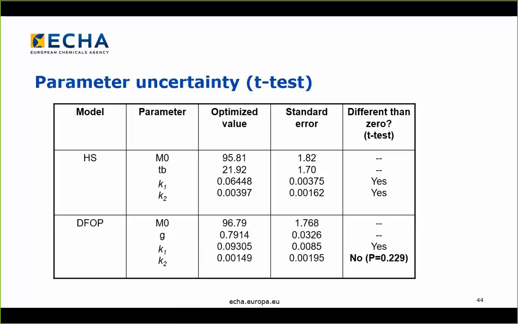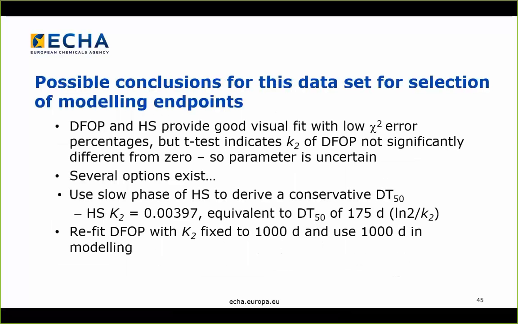Again, we have to do the t-test. We know that the DFOP K2 fails because we did that in the trigger decision a few slides ago. But here, the hockey stick K1 and K2 both pass the t-test, so they're both shown to be statistically different from 0. So what are some possible conclusions from this data set when we're selecting modelling endpoints? Well, DFOP and hockey stick provide good visual fit, both with low chi-squareds, but the t-test indicates that your K2 of DFOP is not significantly different from 0. So that parameter is uncertain.